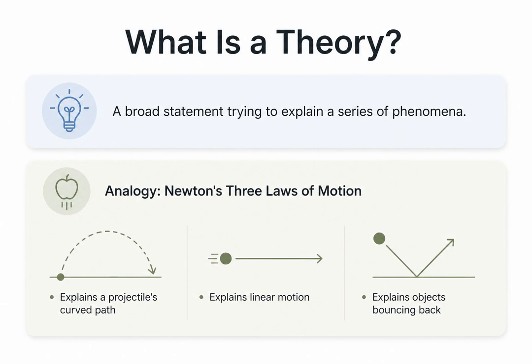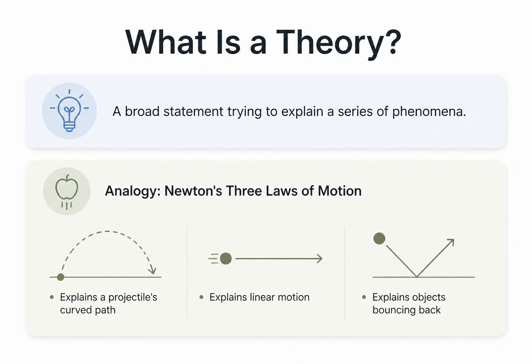Let us start with a general definition. A theory is a broad statement trying to explain a series of phenomena. It is not a narrow explanation of just one isolated event, but a wide-ranging framework that can be applied to many different situations. Think of an analogy from physics, Newton's 3 laws of motion.